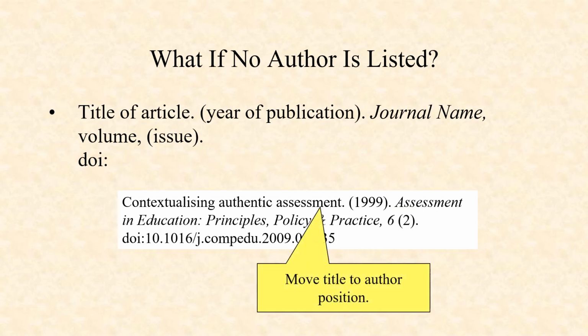Now sometimes you'll find oddities that will not match this model of writing this bibliography entry. For example, what happens if there's no author actually listed in an article? When there's no author, then we simply move the title to where the author would normally go. So here I've taken the title of this article, bumped it over to the left, and then put the year of publication after it, so I just skipped the author position.